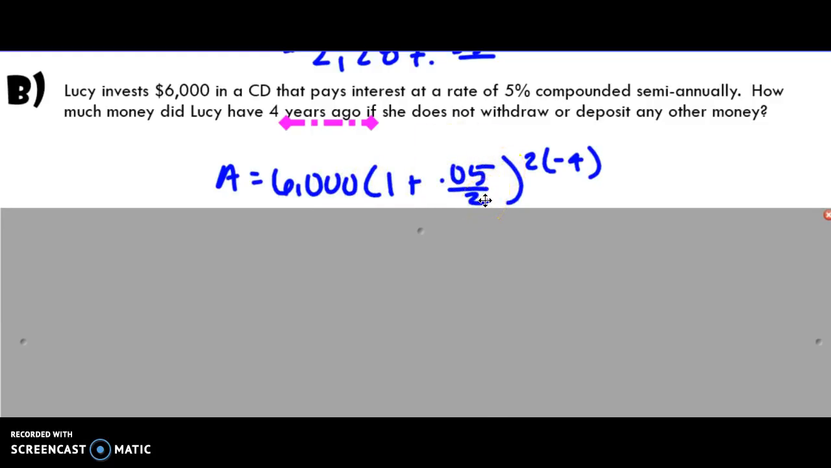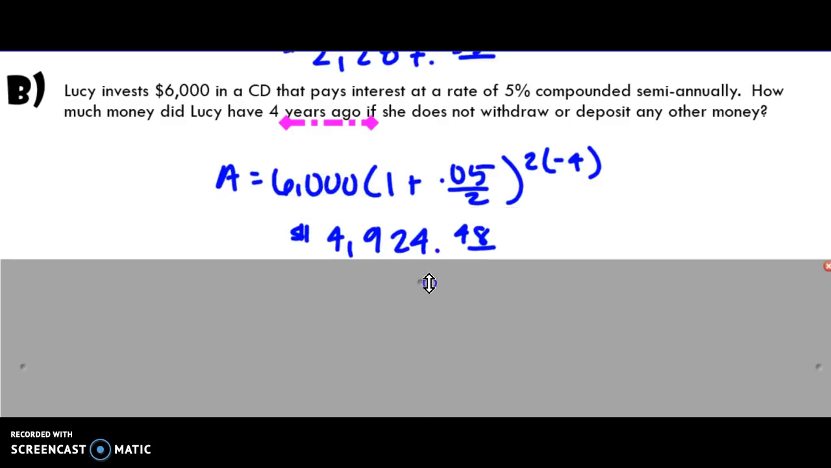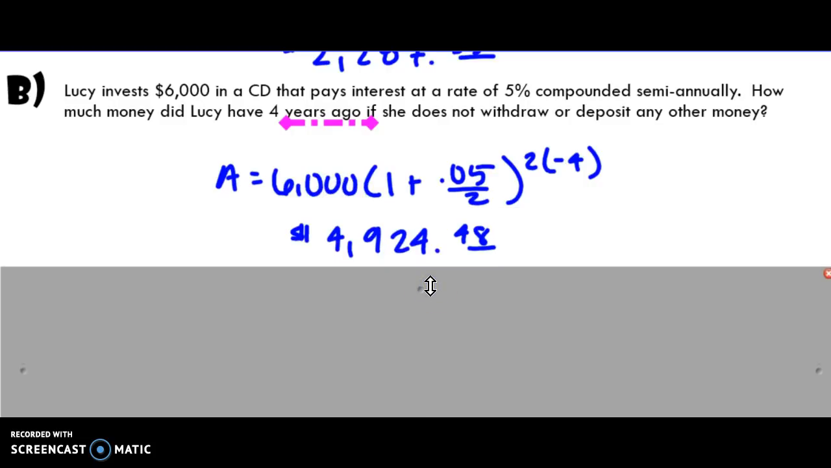Semi-annually would be twice a year, so I'm going to enter that for n down in the bottom of the fraction and also in the exponent. And now 4 years ago means I'm going to enter -4 for my time. So if I'm thinking about this logically, if I have $6,000 now and I'm going back in time, my value should be less than 6,000. And indeed it is, $4,924.48. So anytime you're going previous in time, you just want to make that exponent negative.